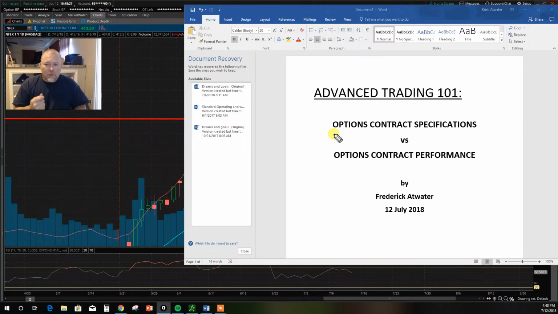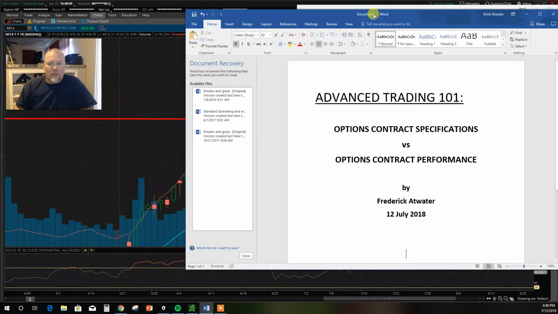So, Options Advanced Trading 101. I want you to understand this. This is contract specifications versus contract performance. All right, I dated it today. That's how important this is, guys. It was so important, I made a slide, and this is a class. All right, if you want to do this, this is also on a real-time example.